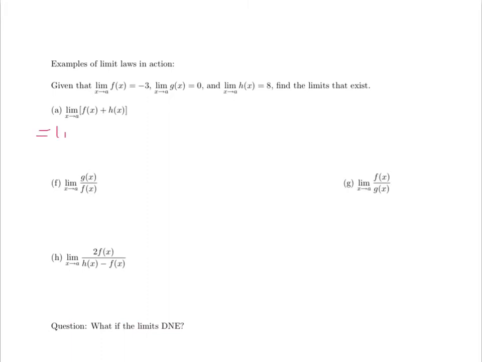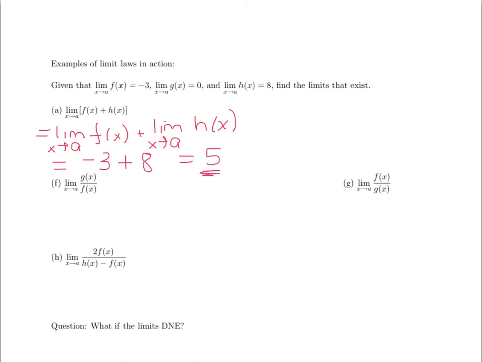This one, right, means you can split this into two pieces. So the limit as x approaches a of f and the limit as x approaches a of h. And we have values for each of those. The first one is -3. The second one is 8, so we get a grand total of 5. So we used this one and this one. That's really all these problems are, just applying these particular numbers into our particular equations.